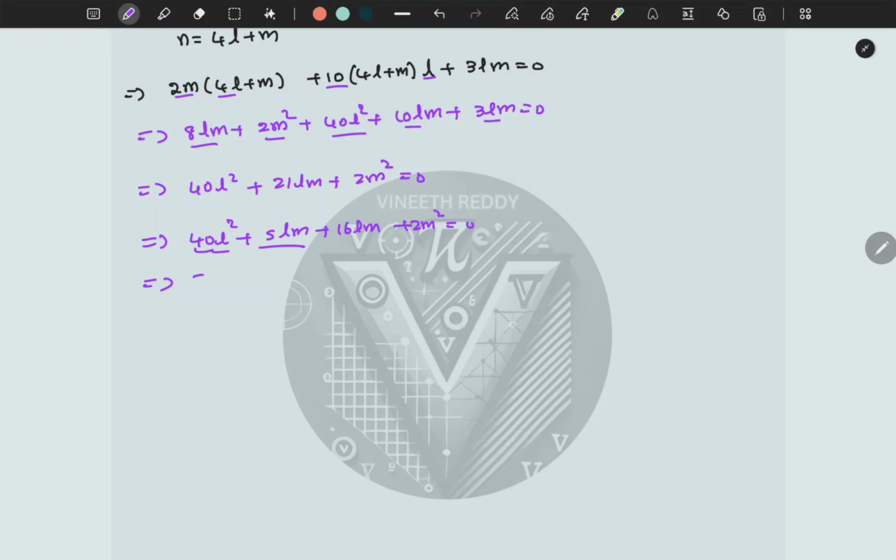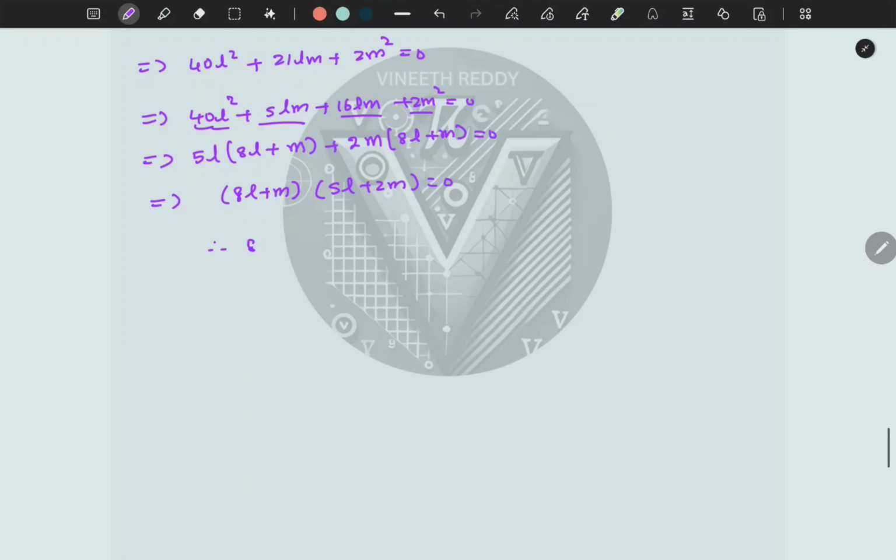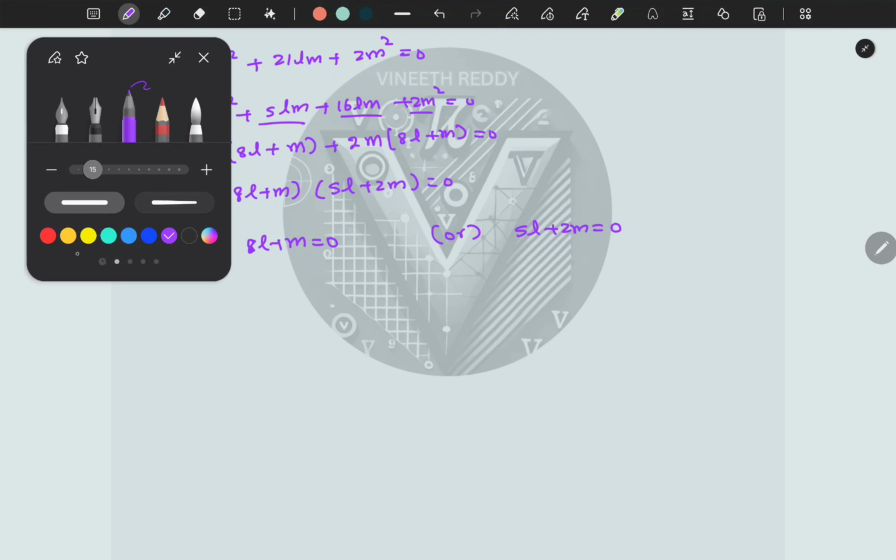I can take 5l common from the first two terms, so we get 8l + m. From the other two terms I can take 2m common, so I get 8l + m. So we get (8l + m)(5l + 2m) = 0. So either 8l + m = 0 or 5l + 2m = 0. I should now solve these two cases.